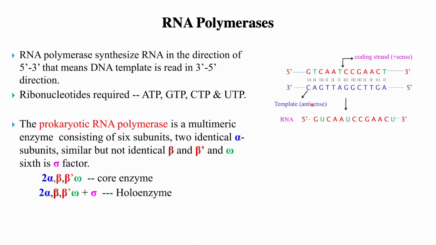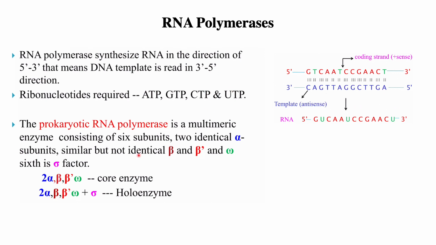So the RNA polymerase enzyme synthesizes RNA in the 5' to 3' direction. That is, the DNA template is read backwards in the 3' to 5' direction. So in the RNA, like I said, thymine is replaced by uracil.